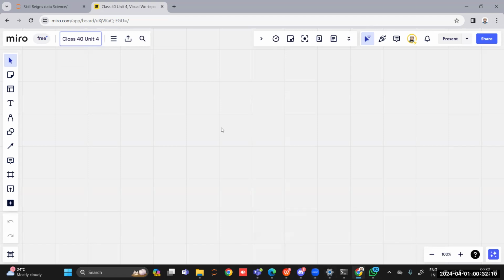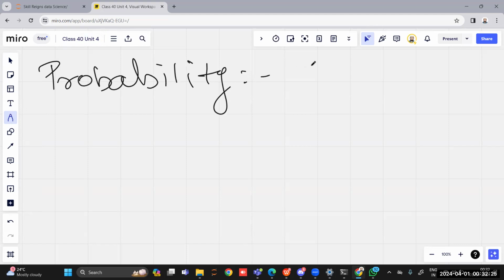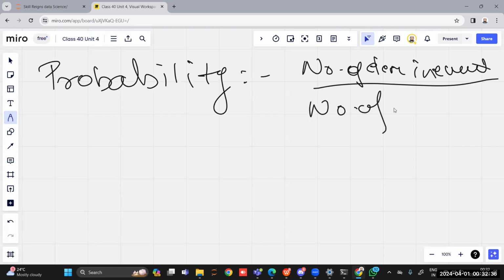In yesterday's class, we had seen probability and some rules based on it. So we'll revise it and move on. Probability. The basic rule of probability and the formula was the number of elements in the event upon the number of elements in the sample space.